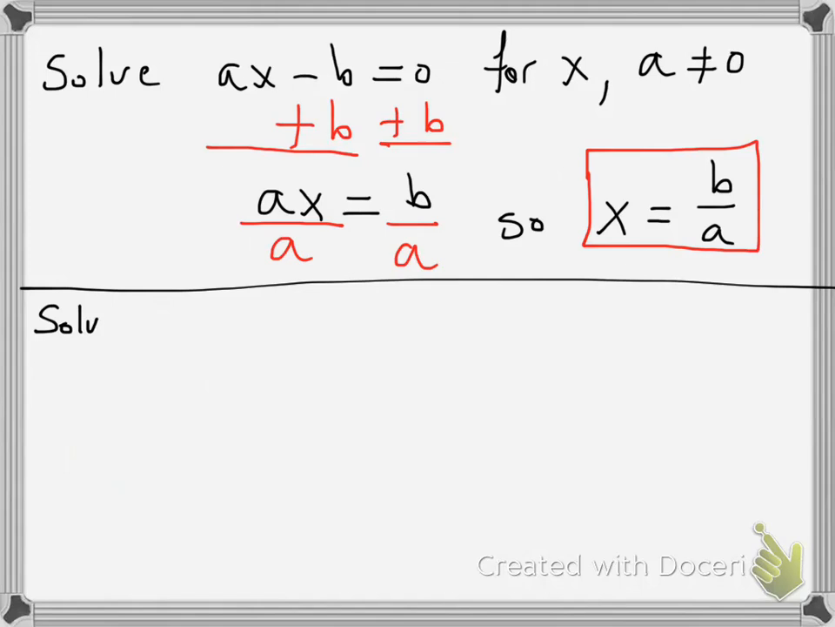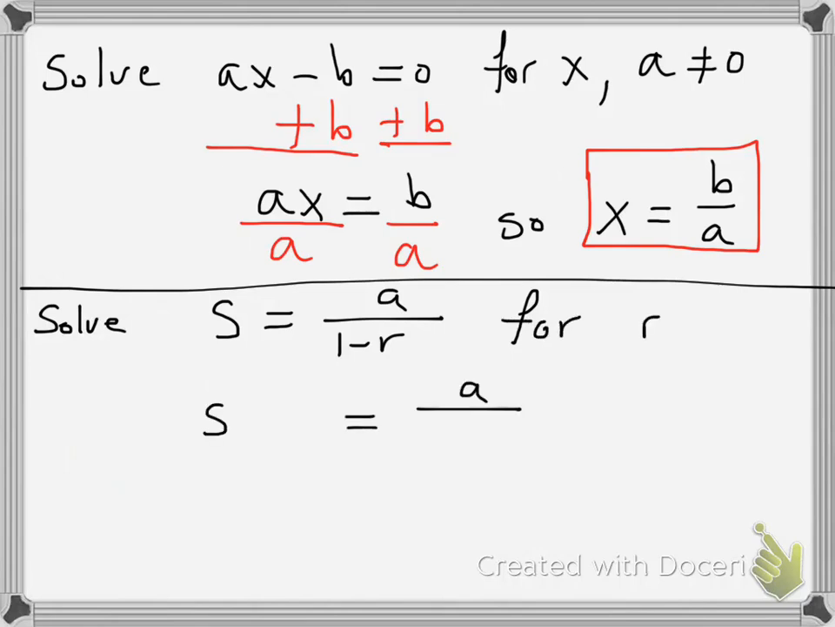All right, let's do another example. So let's solve: your sum is equal to a over 1 minus r. If you end up taking calculus 2 or get into the sequences stuff at the end, you may encounter this formula. But we want to solve this for r. So let me back this up a little bit. So we're going to solve for r.